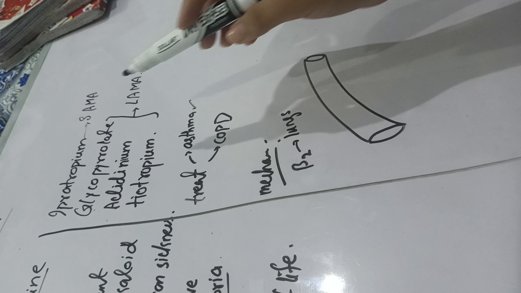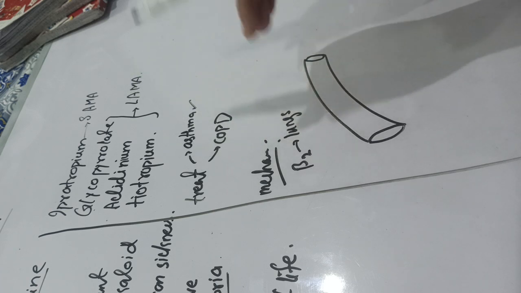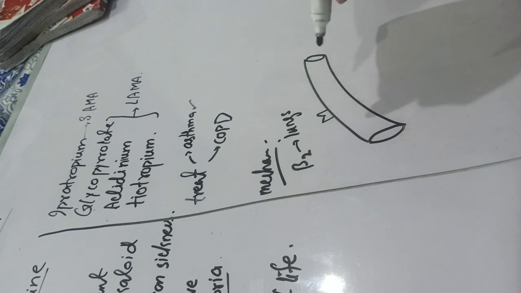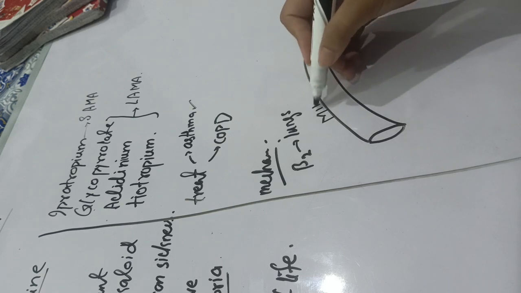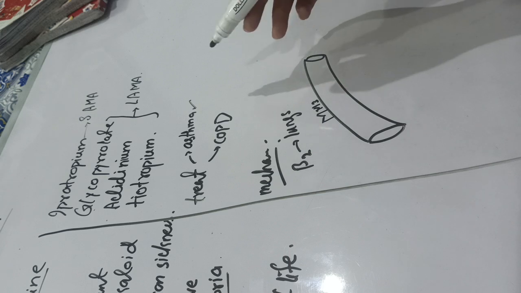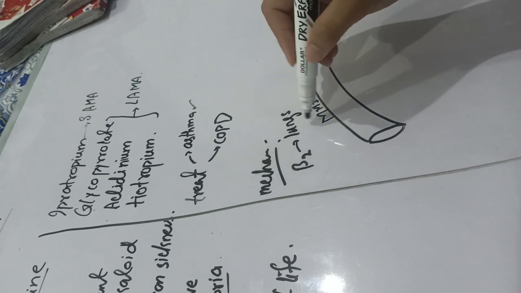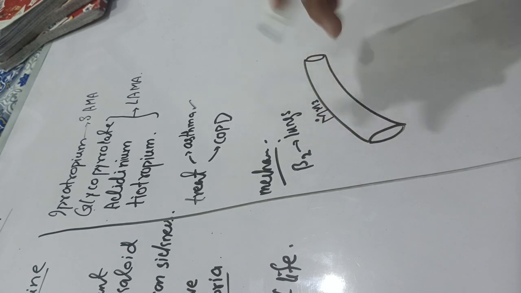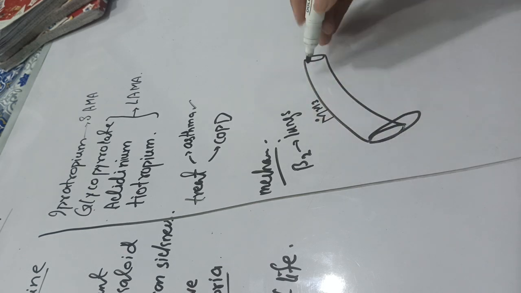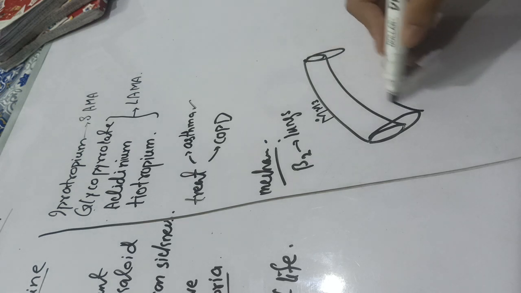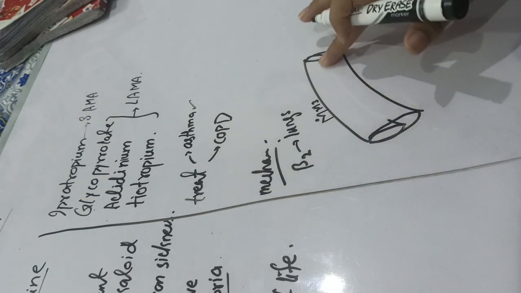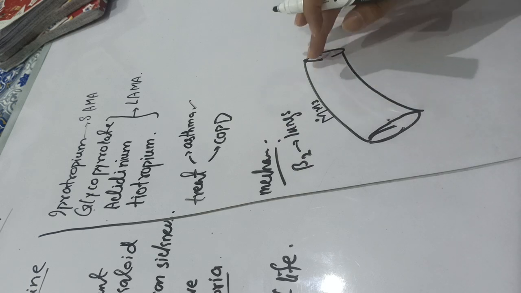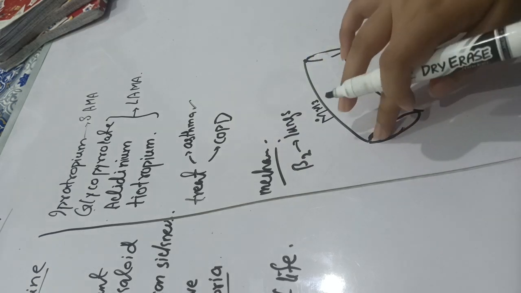So therefore we will give ipratropium to that patient. We have a specific receptor which is present on the smooth muscle of the bronchiole, which is the M3 receptor. So what will happen? This ipratropium will bind to this receptor and cause dilation of your bronchiole, meaning it will increase the size of your bronchiole like that. So now you have seen how the size of your bronchiole increases.